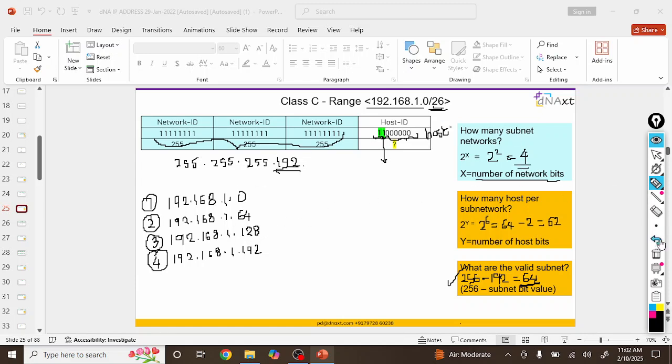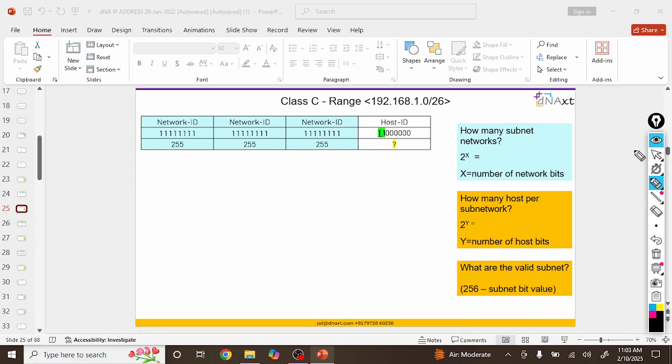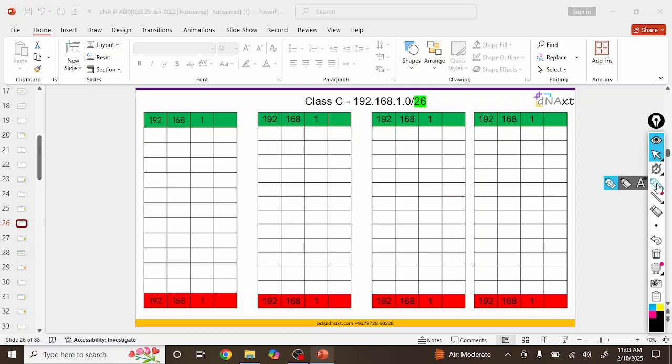Let's discuss them in detail. So these are the 4 subnetworks that we are going to get. First is 192.168.1.0, 192.168.1.64, 192.168.1.128, and 192.168.1.192. These are all the network IDs for our subnetworks. All 4 subnetworks, these are the network IDs. Now after this, we will write the broadcast IDs for all these subnetworks.